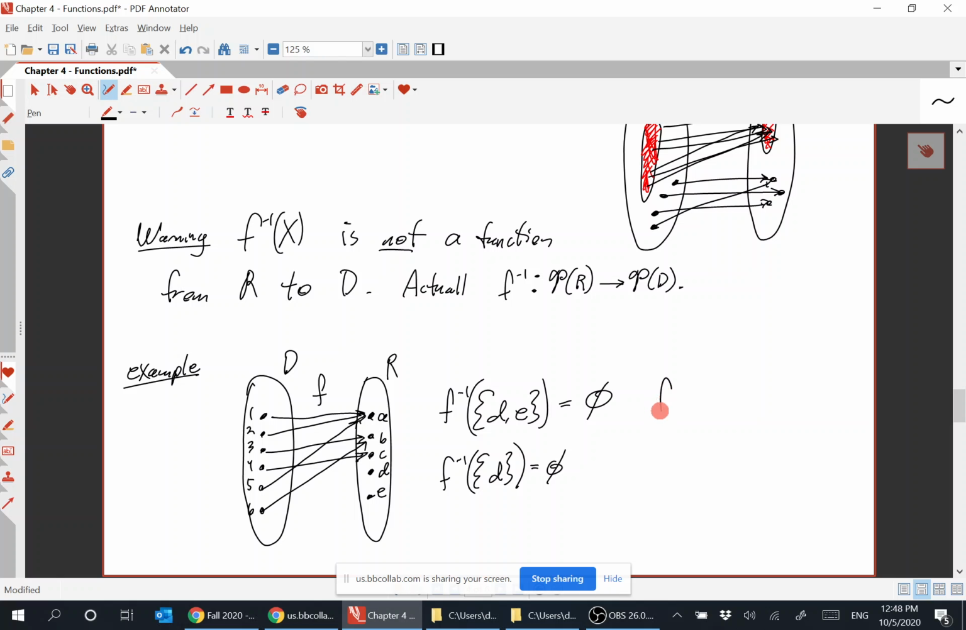The pre-image of, let's say, A and B. The pre-image of A and B is what? So what goes to A and B? 1, 2, 3, 5, 6.